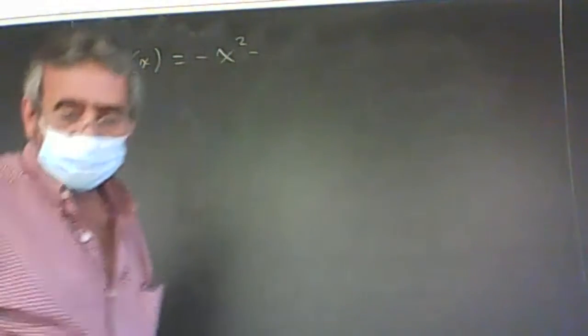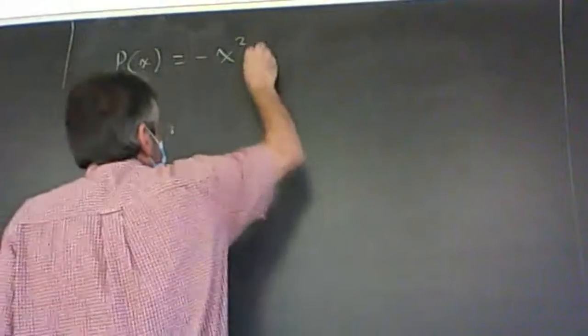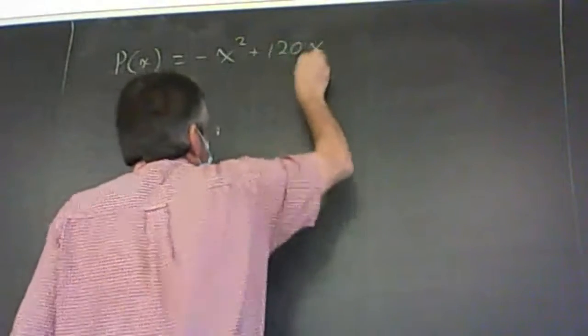It says Chanez owns and operates her own micro brewery. She has hired a consultant to analyze her business operation. The consultant tells her that her daily profits from the sale of X cases of beer are given by P of X equals minus X squared plus 120 X.